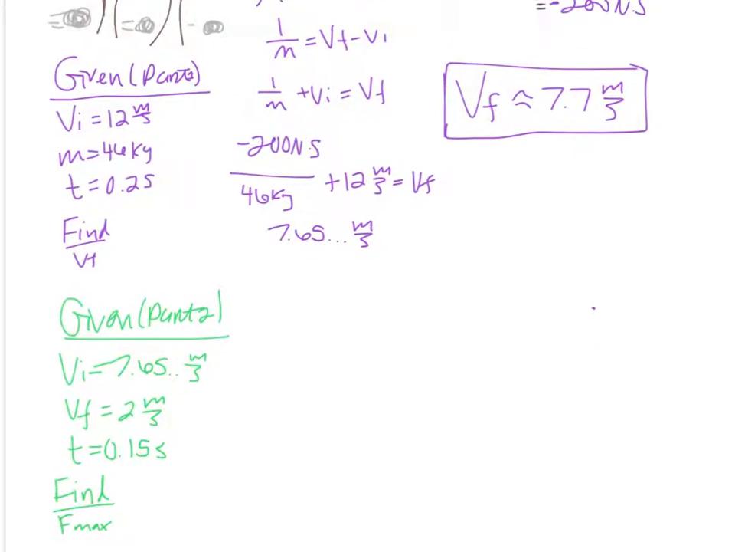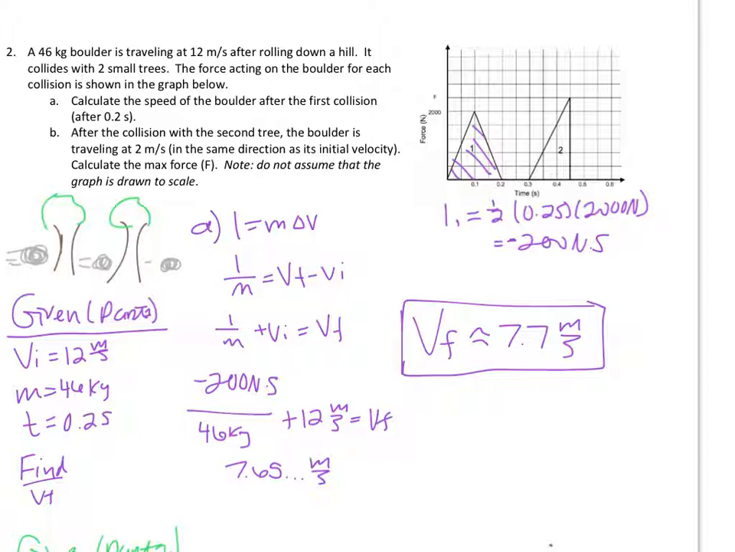So just sliding up real quick to the graph. We have a triangle. We know that impulse for 2 is going to be equal to 1/2 F max t. We know time. We can figure out impulse because we have enough information. The only thing left to find will be F max.